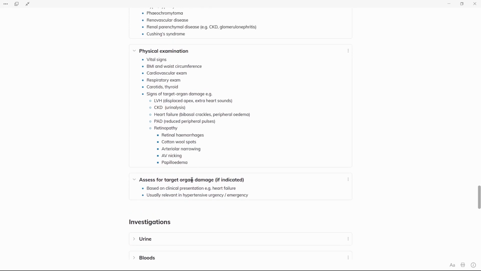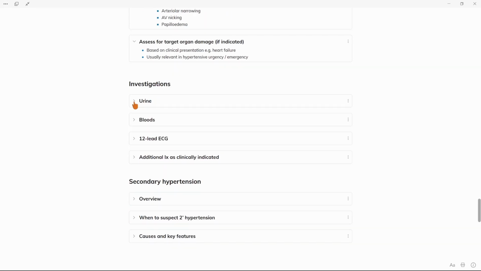So assessing for target organ damage is usually only relevant in hypertensive urgencies and emergencies. So the patient, for example, has a very high blood pressure above 180 systolic, for example, or 110 diastolic, then that's when we would be more suspicious of target organ damage. So what do we order in terms of investigations for hypertension?